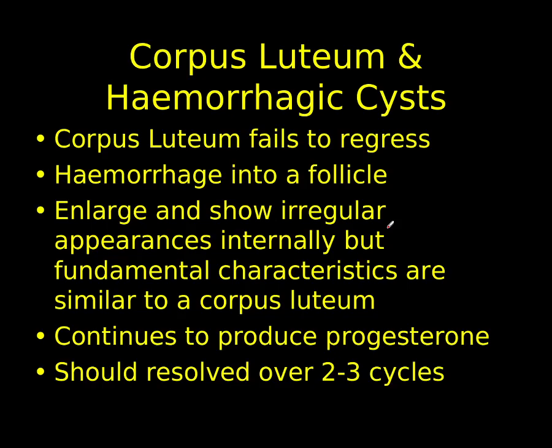Or alternatively, hemorrhage can occur into a follicle. These can result in corpus luteum cysts and hemorrhagic cysts. They may enlarge and show an irregular appearance internally, but the fundamental characteristics will be similar to those of a corpus luteum. I should also emphasize that a corpus luteum cyst may continue to produce progesterone. This can result in dysfunctional uterine bleeding because the lining of the uterus will be maintained longer than expected and then may be abruptly shed, resulting in abnormal bleeding.